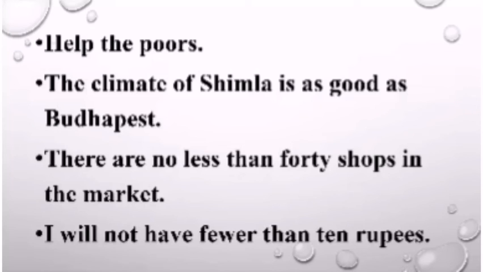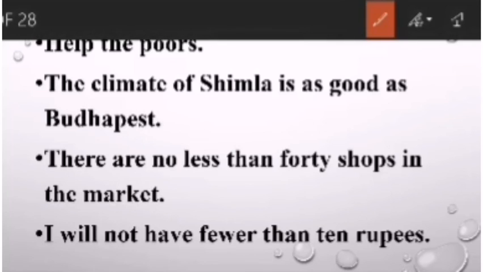Few more sentences. Can we have the answers here? Help the poor. What's the mistake? We don't use the poor in plural form. The climate of Shimla is as good as Budapest. Its climate is not like Budapest. Climate of Shimla is equal to, or it is as good as that of Budapest, right? This way we introduce, because the same format should be there. Like climate of Shimla, so climate of Budapest. In order to avoid repetition, we will be using that of.